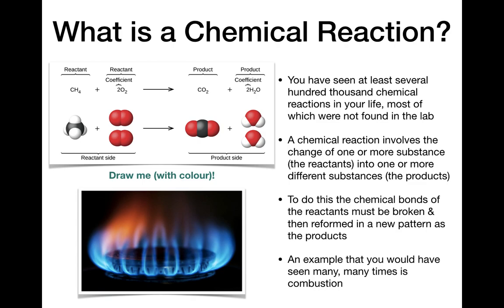Many times, a great example that you've seen a ton of times is combustion, when you're burning anything. And we'll talk about combustion reactions more next lesson because that's a more complicated type of reaction. But that's what this reaction is showing. It's the combustion of methane. So we have methane gas, which is often used in gas stoves. And then we burn it in the presence of oxygen, and that produces carbon dioxide and water.